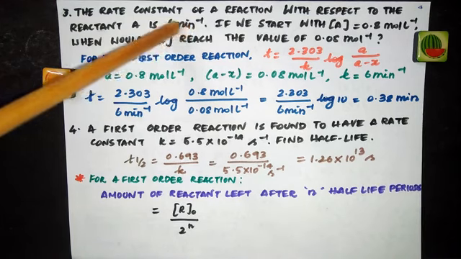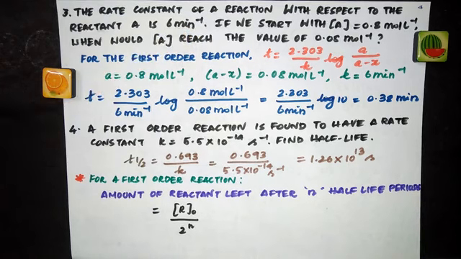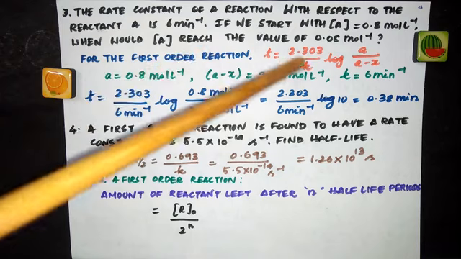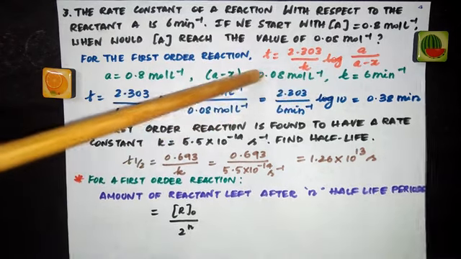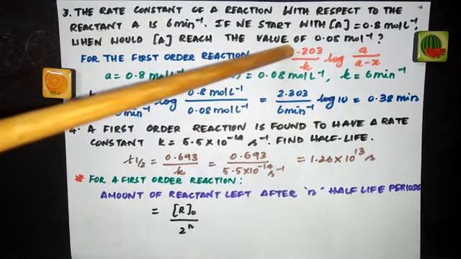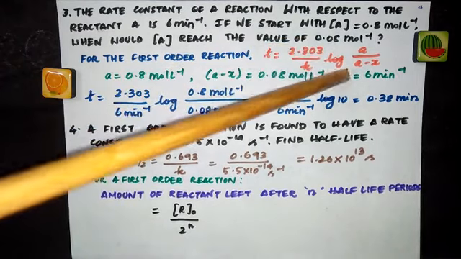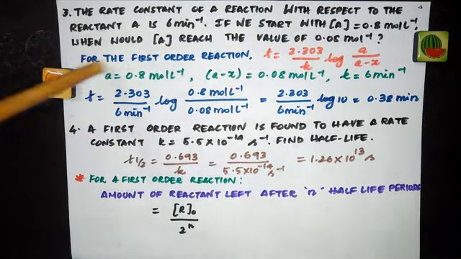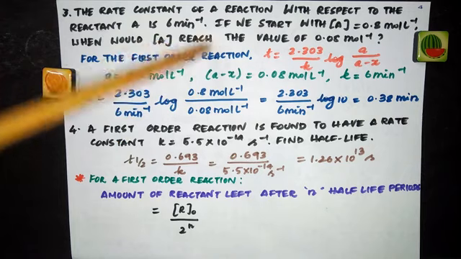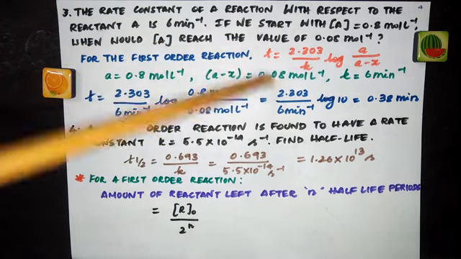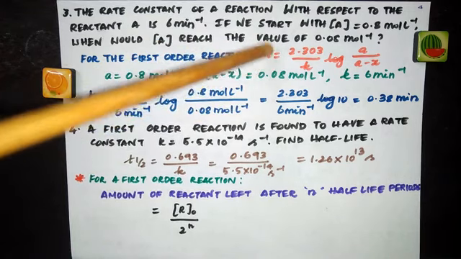From the unit of rate constant, you can say this is a first order reaction, because minute inverse or second inverse is the unit for first order rate constant. So we are going to use the first order integrated rate equation: t is equal to 2.303 by k log a by a minus x. You should mention this for the first order reaction. You are supposed to find out t.